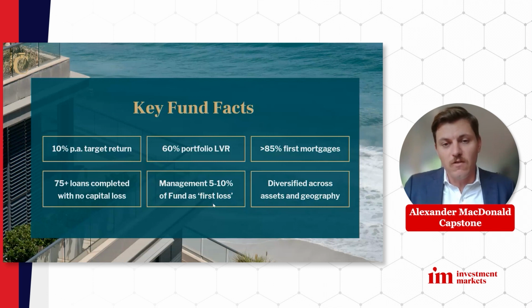So some key facts about our fund. Our 10% return. We have a portfolio loan to value ratio at the moment of 60%. Greater than 85% of our fund is currently in first mortgages. We've done over 75 loans across the 2 funds that we manage. We've completed those with no instance of capital loss, and that's a testament to what I've been talking about earlier, that our investments have tangible security underlying them, with conservative loan to value ratios, and that's how every loan that we've ever done has always been repaid its capital in full.